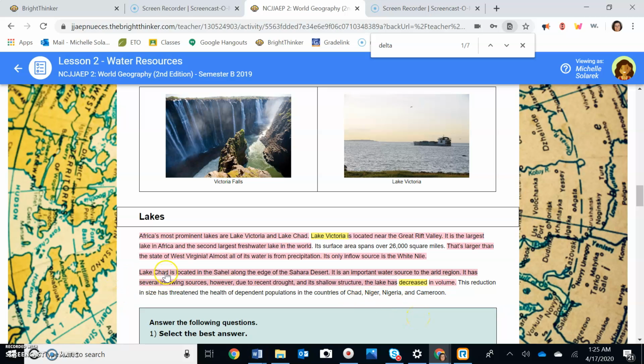Let's take a look at Lake Chad. Lake Chad is located in the Sahel along the Sahara Desert. It is an important water source for the arid region. It has several influent sources.